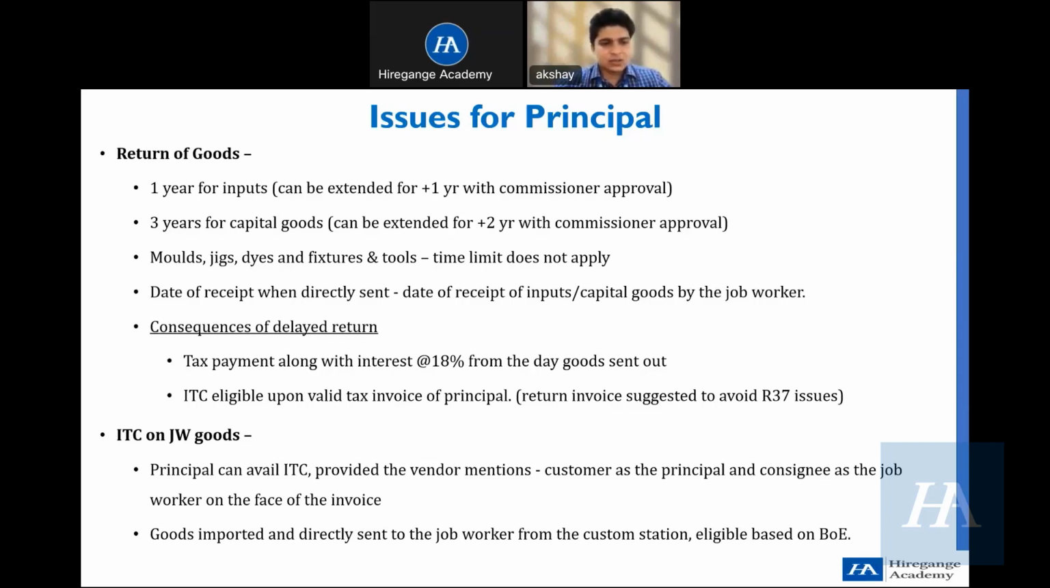Next is the ITC on the job worker goods. Like I mentioned, the principal can avail the ITC even where it is sent directly from the import, mostly generally from the customs ports. The goods are directly sent to the job worker's premises. The credit is based on the bill of entry.